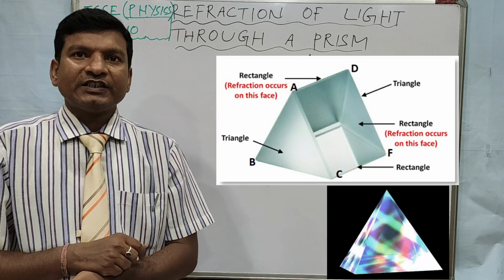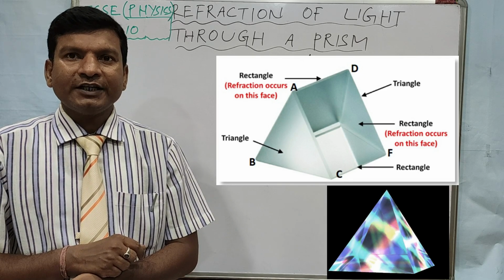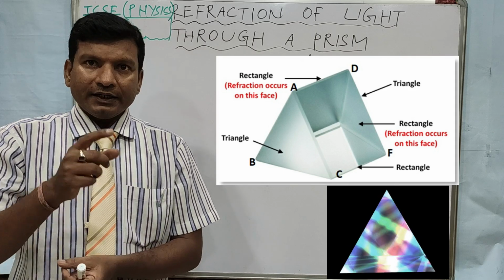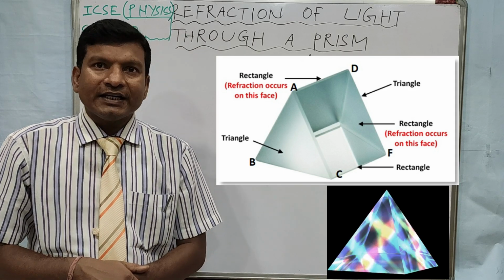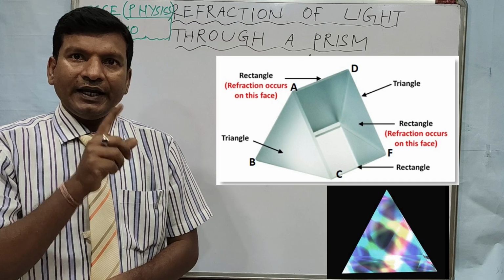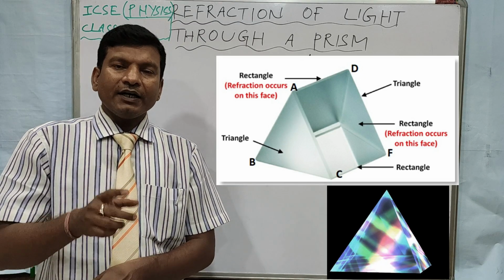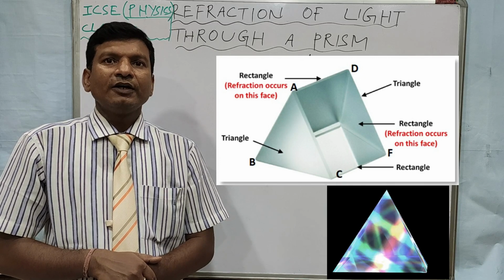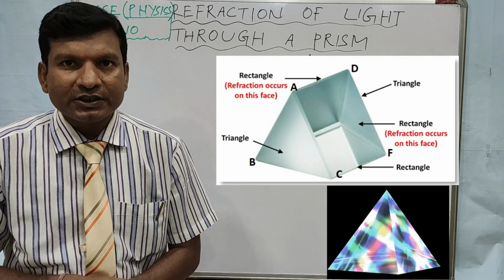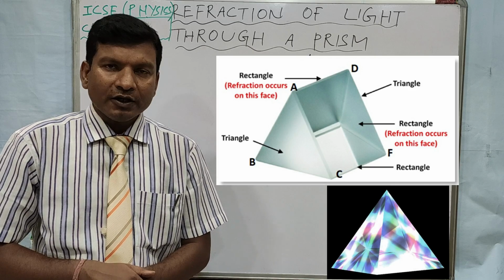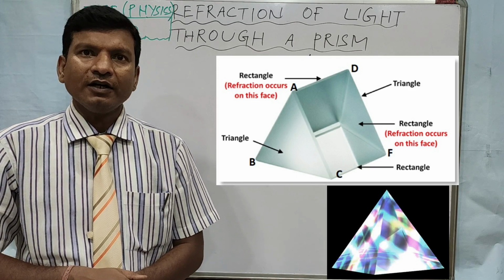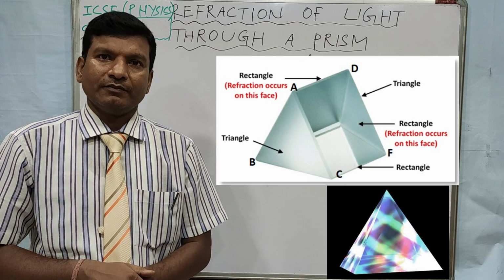Once again, the name of the surface appearing towards you is A, C, F, D. You can see that one, and there is a refracting edge AD, and a triangle shown there, ABC. It is the principal section of the prism. Whenever we draw the ray diagram, we take this principal section for the ray diagram of the prism.